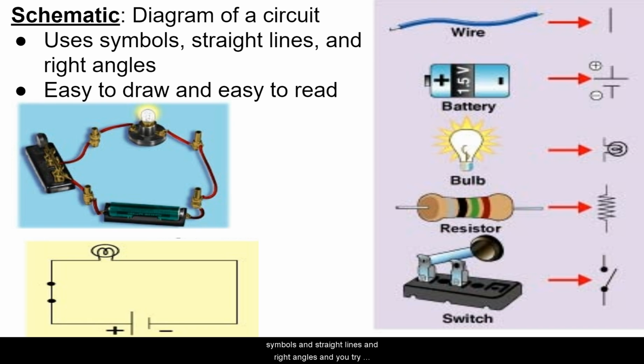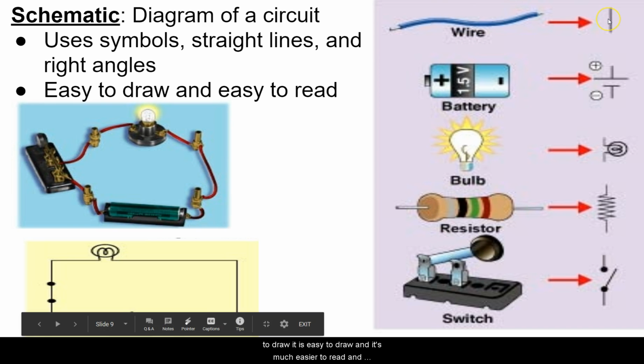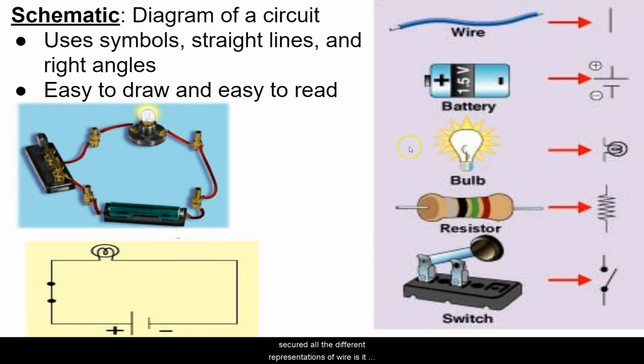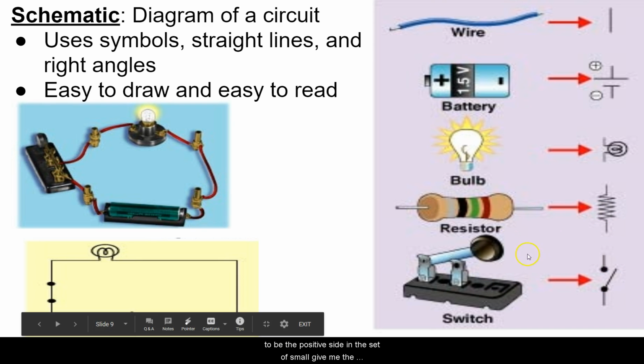Here are all the different representations. A wire is just going to be a straight line, and again, you're always going to try to make right angles in your circuit. The battery is just two lines. The side that's bigger is the positive side, and the side that's smaller is the negative side. The light bulb is a circle with some squiggles in it. The resistors are straight up and down squiggly lines. And then the switch is going to look something like that.